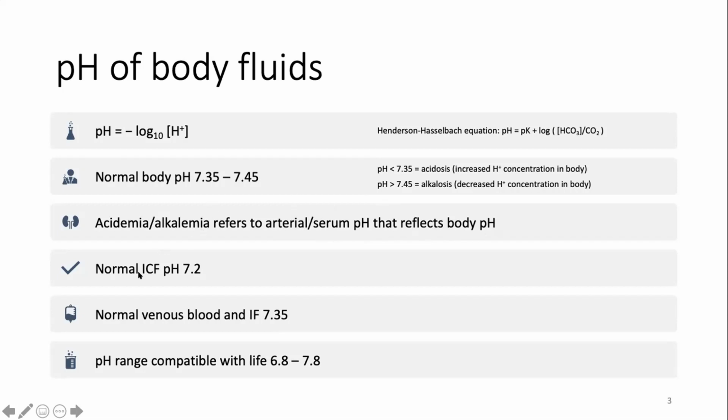You need to know that your intracellular fluid, which is the water in the cells itself, has a much lower pH, and of course the pH of the venous end of the capillary, or the venous part of the vascular system, is much more acidic as well. It is at the lower end of the normal body pH.